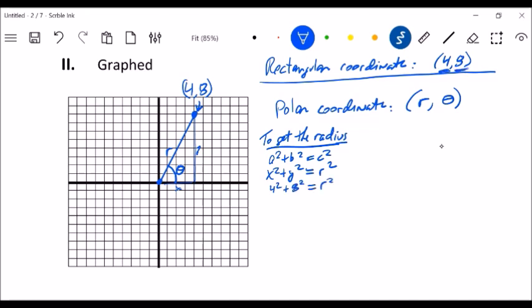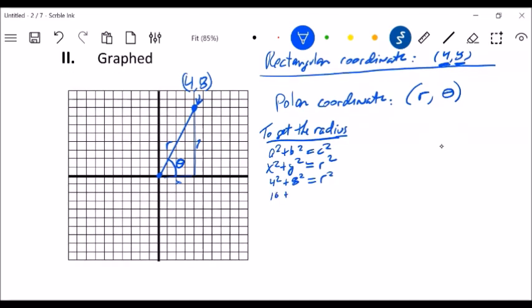And so we can use the 4 and the 8 from the rectangular coordinate. Okay, that's 16 plus 64 is r squared. That's 70, 80, 80 is equal to r squared. So when you take the square root of it, r is approximately equal to 8.94, which rounds close enough to 9 to be able to say 9 units.